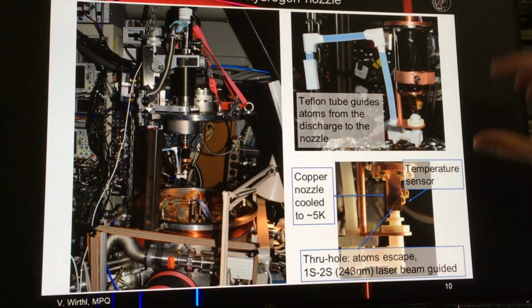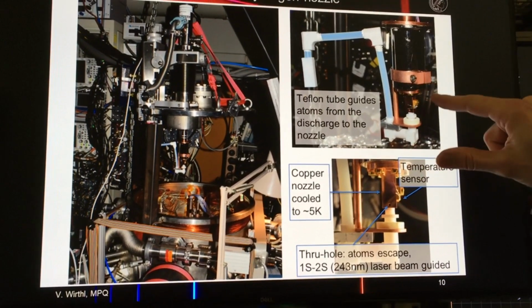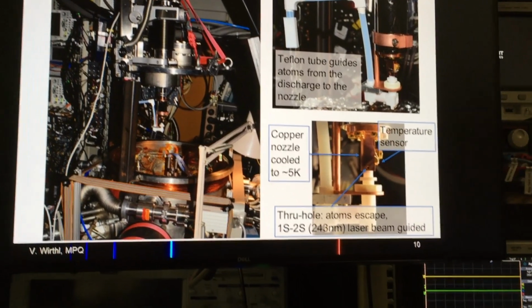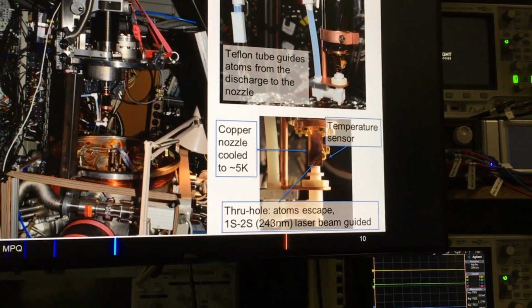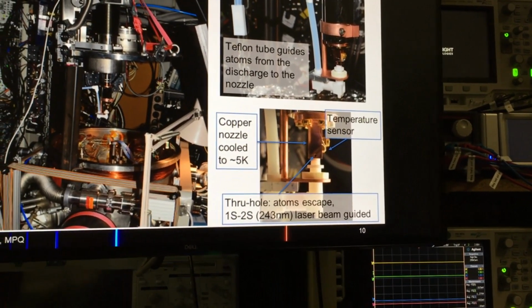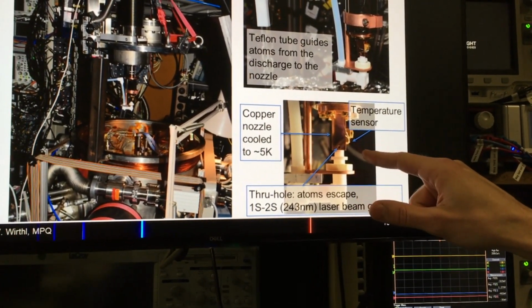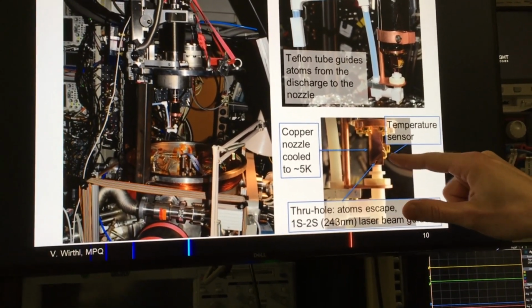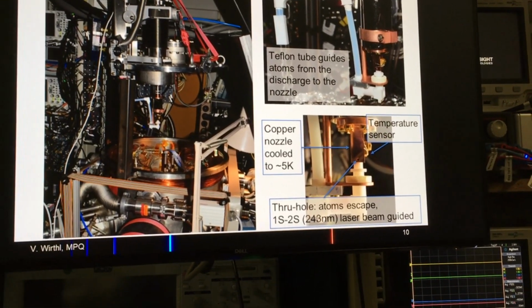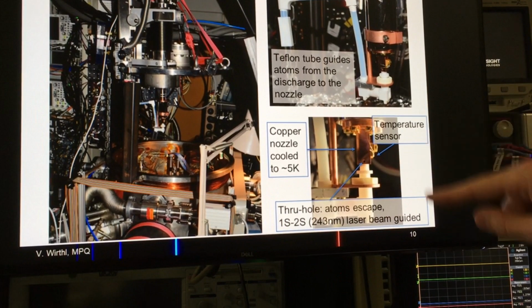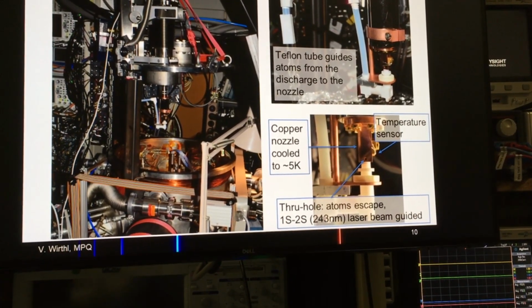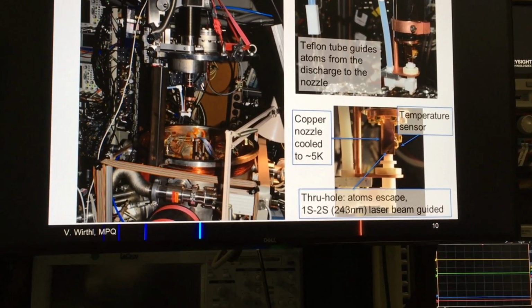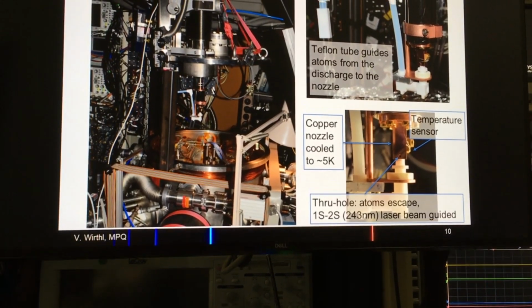And this is the cryostat, which cools this copper nozzle down here. Okay, so this copper nozzle is attached to the cryostat, and the cryostat is cooled to the liquid helium temperature of about 5 Kelvin. And we can directly measure the temperature at the nozzle with this temperature sensor. You see 2 wires coming out. This is the temperature sensor. And then we have a through hole through this copper block where the atoms escape and form an atomic beam if we place additional apertures. And of course, the 1s2s laser beam has to be guided through. That's why it needs to be a through hole.